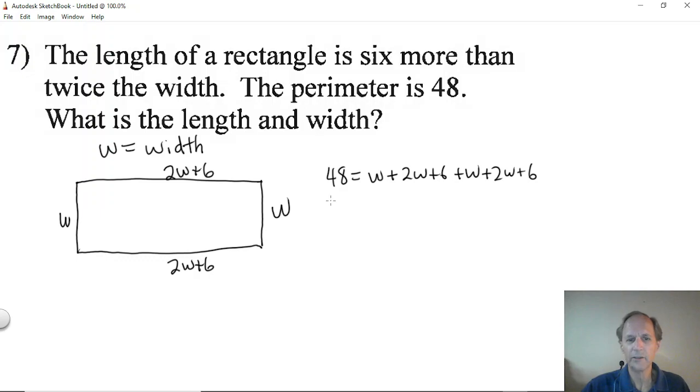And then you can simplify that, combine like terms, right? You've got w and 2w and another w. I'll kind of underline them as we go.